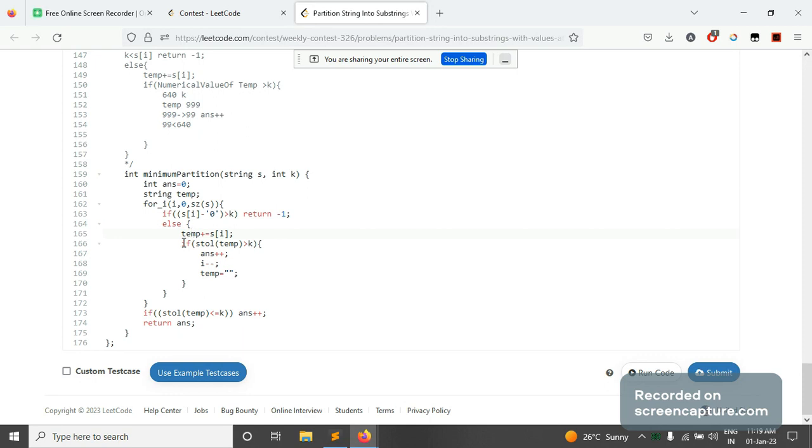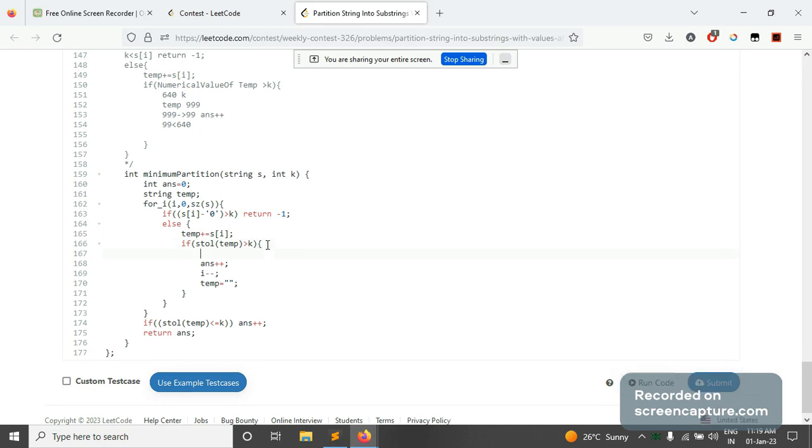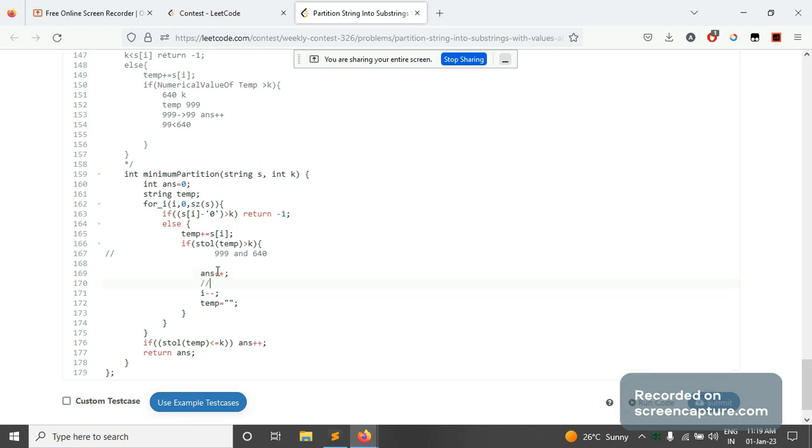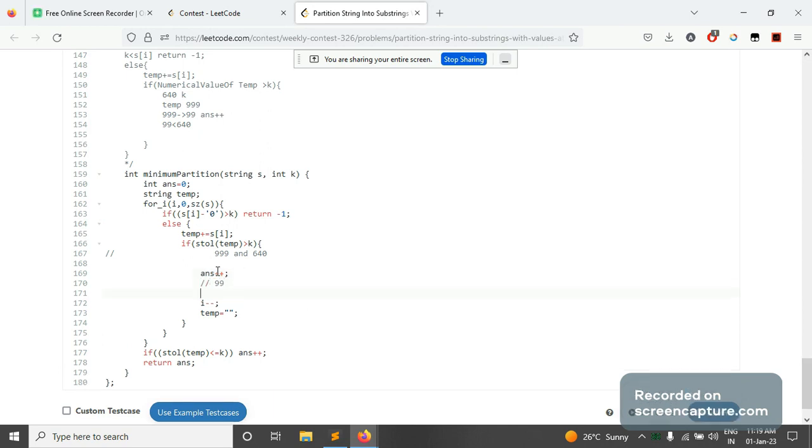Okay, and I'm checking the numerical value of the substring. If at any moment there comes a scenario like the same scenario of 999 and 640, in that case I will take that answer. I will include that substring of 99. I mean, here I am including 99, and I am making the decrement, i--.